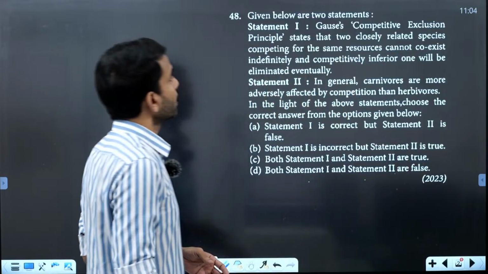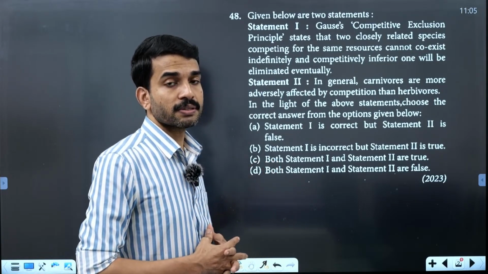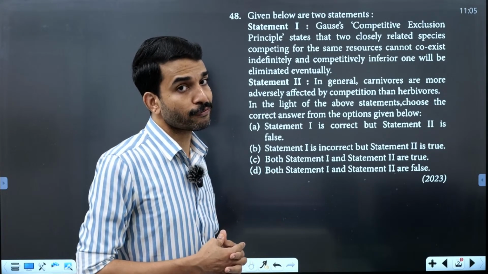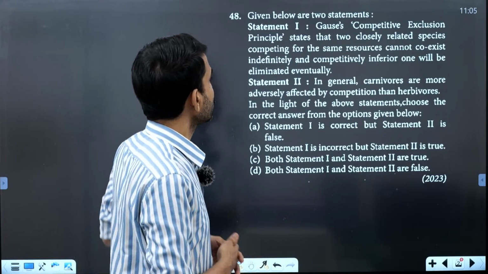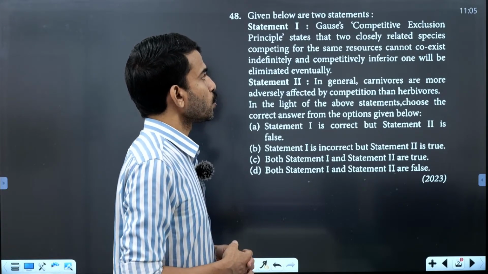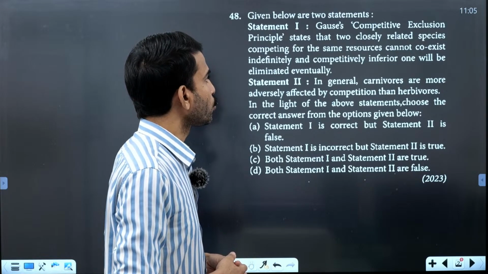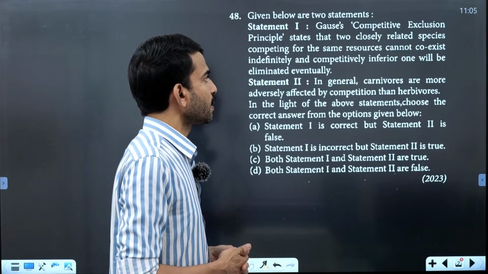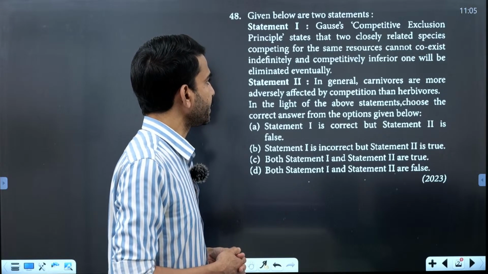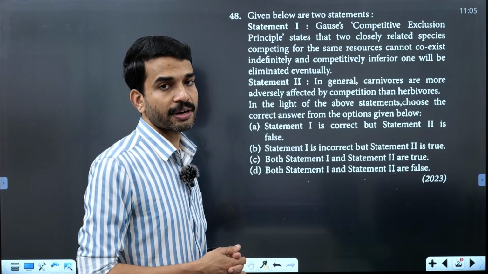Next one. Given below are 2 statements. Here you can see 2 statements. This type of questions also will be asked for the NEET exam. So both the statements you have to read at first. Statement number 1: Gauss's competitive exclusion principle states that two closely related species competing for the same resources cannot coexist indefinitely, and the competitively inferior one will be eliminated eventually.